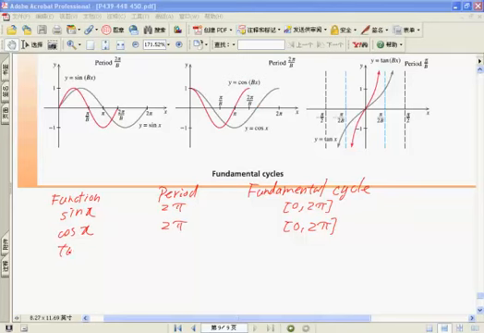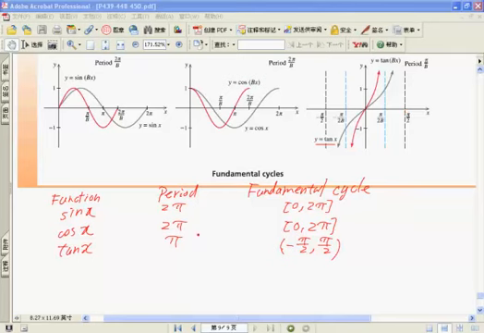Then let's look at tangent x. The period for tangent x is equal to pi, and the fundamental cycle is from negative half pi to half pi, the open interval. This black one is the graph of tangent x from negative half pi to half pi. Its period is equal to pi.